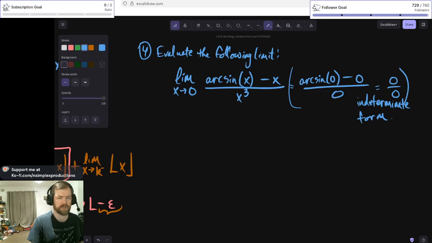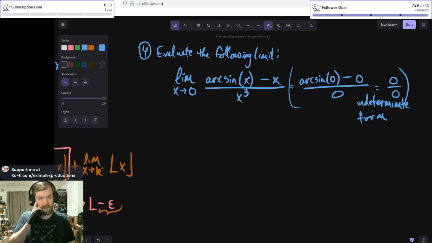All right, so for arc sine, we're asking for what angle do we get a sine value of 0? So that's going to be at 0.